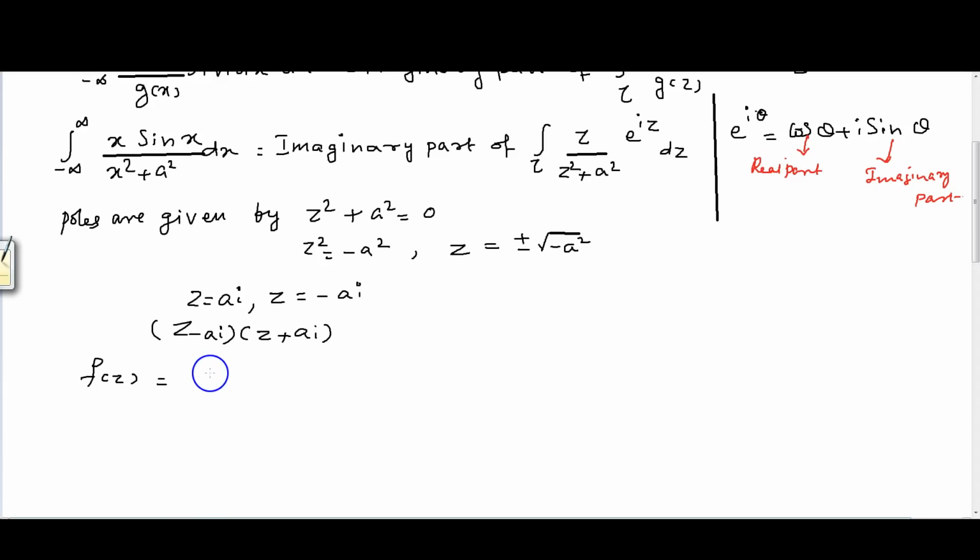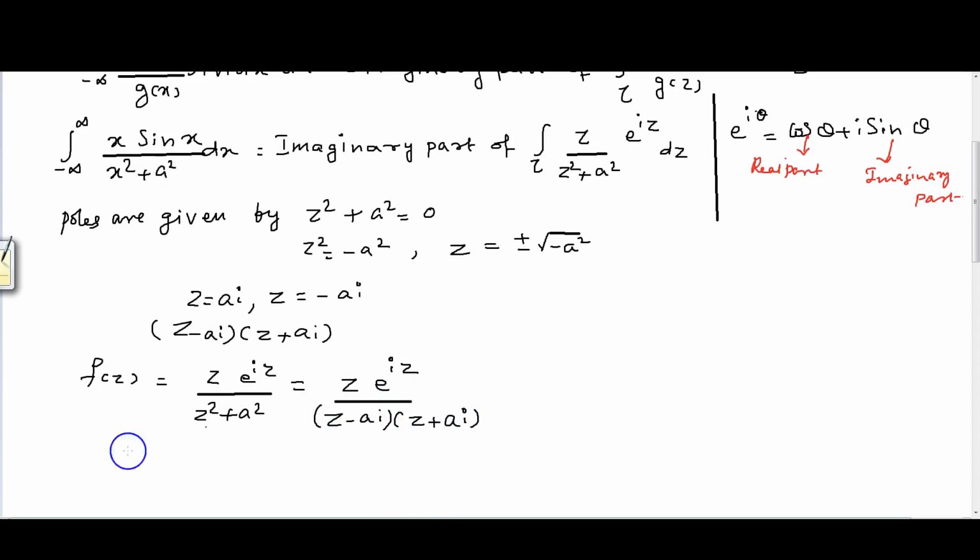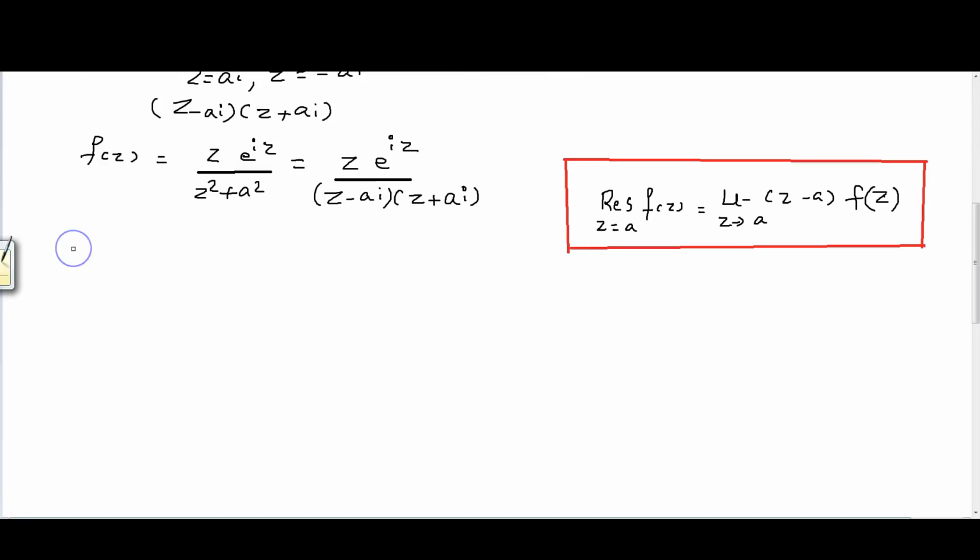f of z equal to z e raised to i z by z square plus a square becomes z e raised to i z by z minus ai into z plus ai. To find the residue at z is equal to ai, use Cauchy's residue formula.